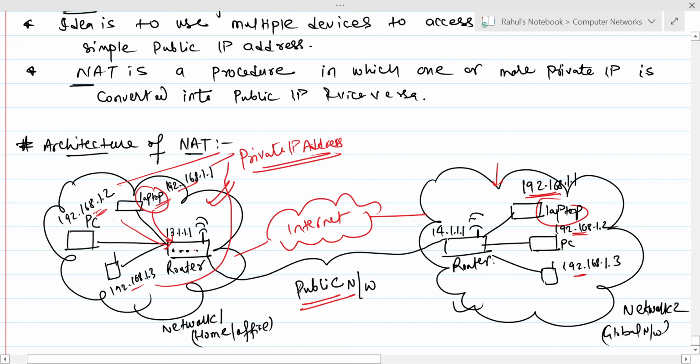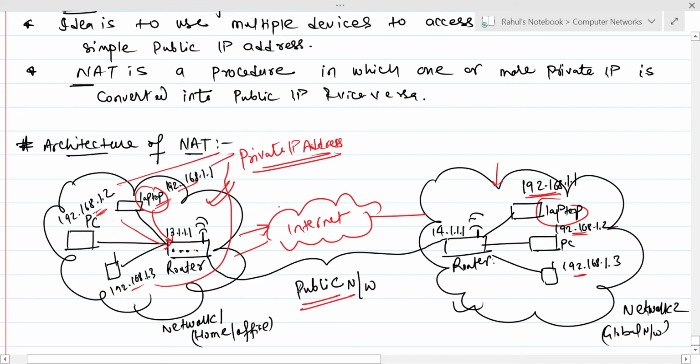So right now, these IP addresses are private IPs. It means that they only have meaning within this particular network. But if they want to connect to the internet or some other network, then this laptop will ask this router to connect to the internet. Before connecting to the internet, the router will reassign the IP address to it. So the router will assign a public IP address, 13.1.1.2 might be anything like that.